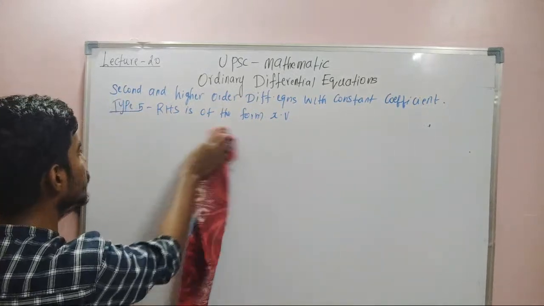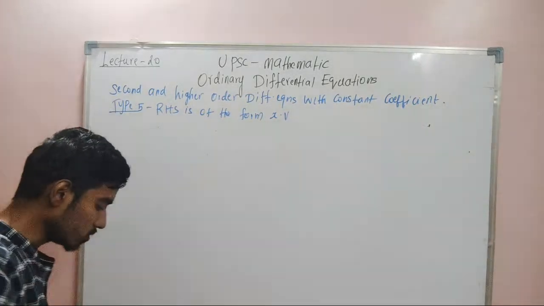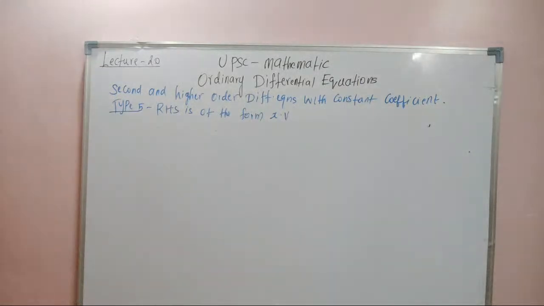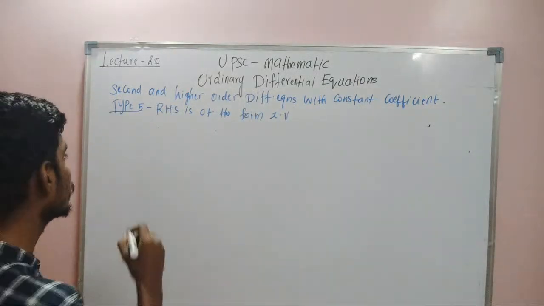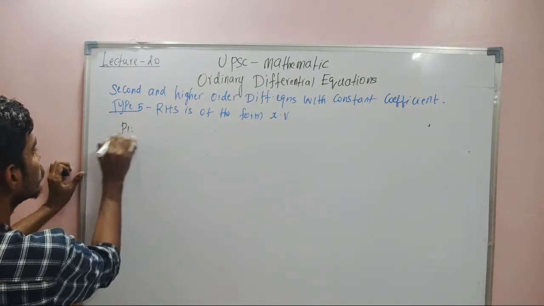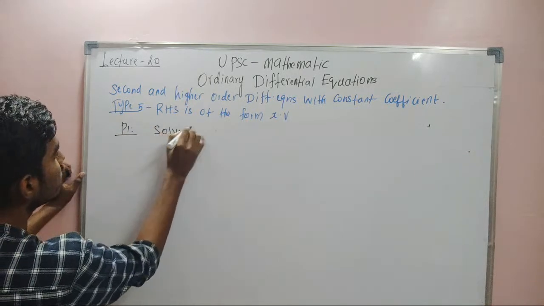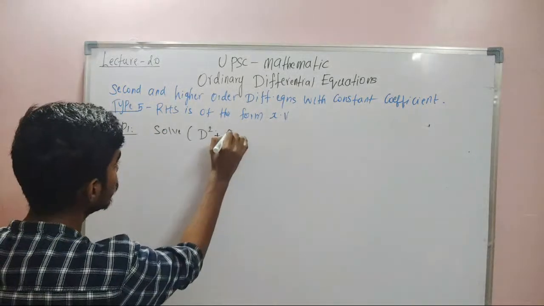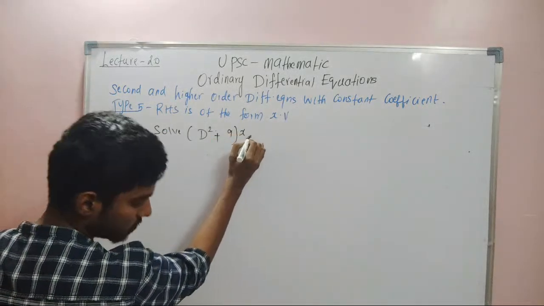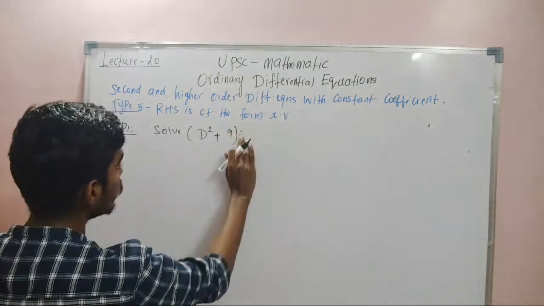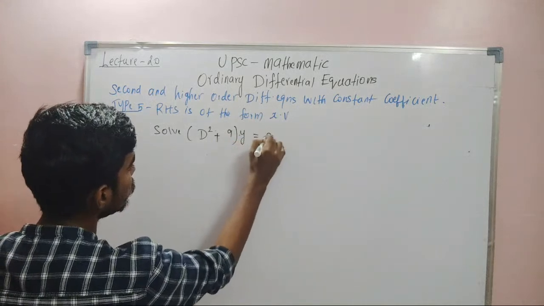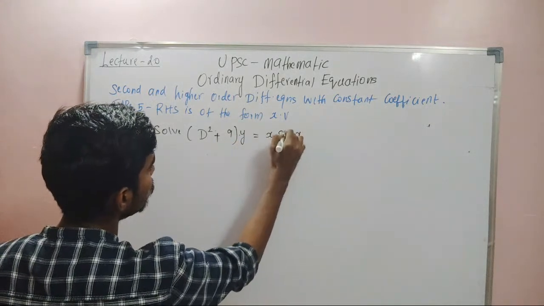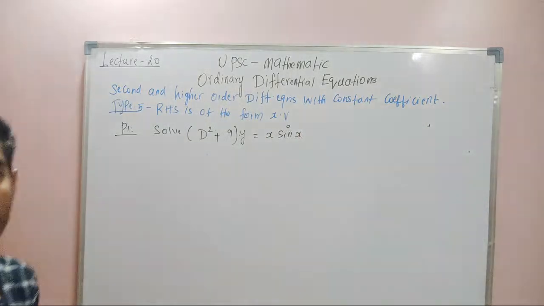So make sure that you have watched all videos from type 1 to type 4, then only you can understand this video, right? So problem 1: solve (D square plus 9) of y is equal to x sin x. Now you can see this comes under type 5, right?